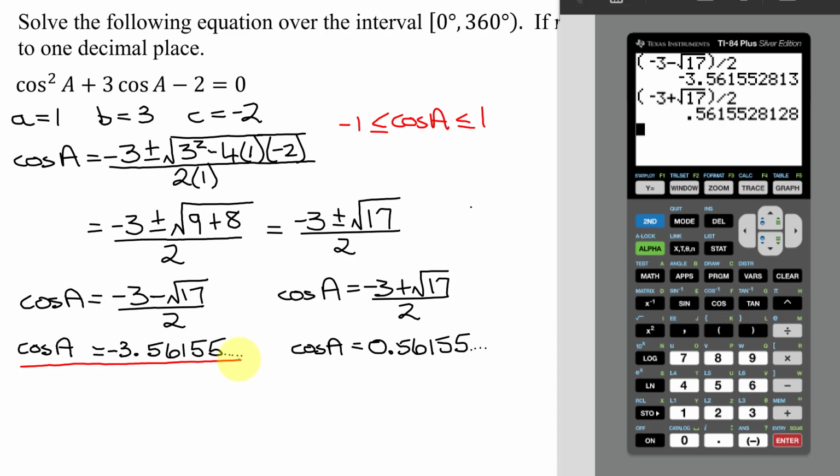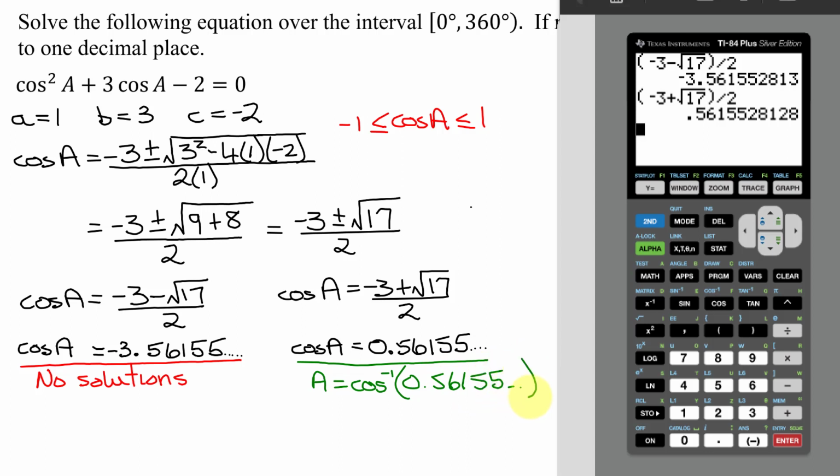Looking at our first solution over here, is this number between -1 and +1? No, therefore there are no solutions from this part of the problem. But now looking at the second part, is it possible for the cosine of A to equal 0.56155, etc.? Yes, that number lies between -1 and +1. So now I can find one solution for angle A using the inverse cosine function on my calculator of 0.56155, etc.